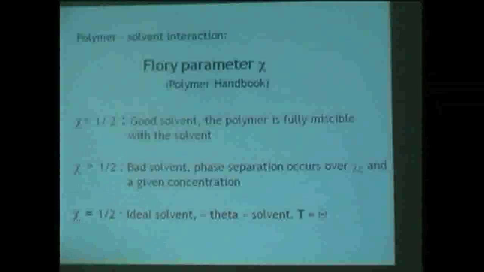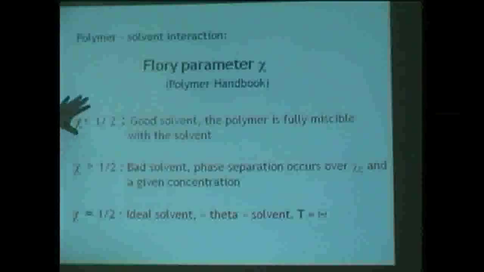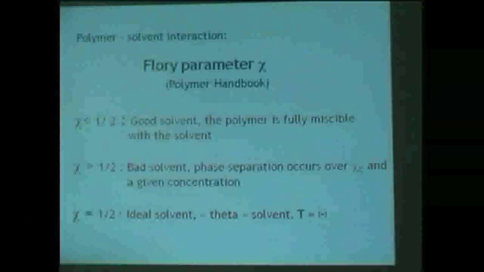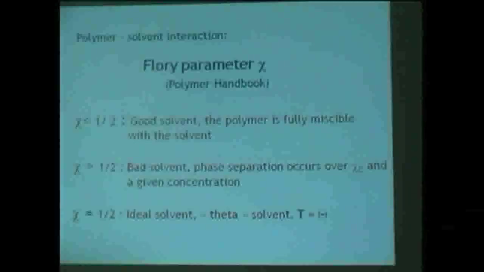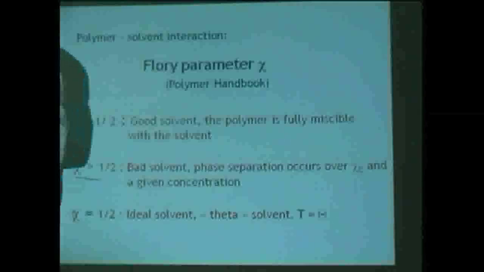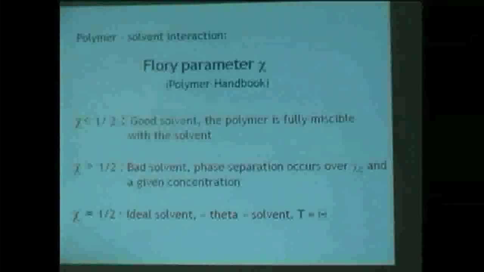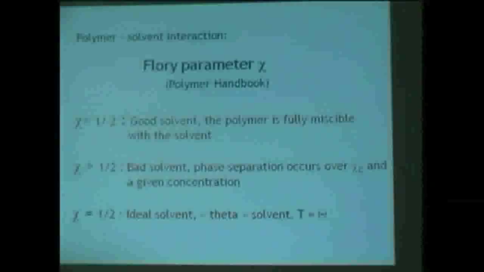Okay, so just a summary then on polymer-solvent interaction. If you have the interaction parameter chi which is less than 1/2, then you are sure that your polymer will be fully soluble in the solvent, whatever its concentration. Now, if you are at a temperature where chi is larger than 1/2, then you are in a bad solvent regime, and you can start to have some phase separation problem. If you are slightly above 1/2, you can still have one phase region. I'll show you that. If you are well above 1/2, then you have phase separation. And if you are at chi equal to 1/2, then you are in the ideal solvent condition.